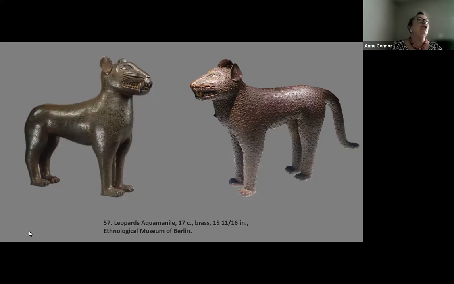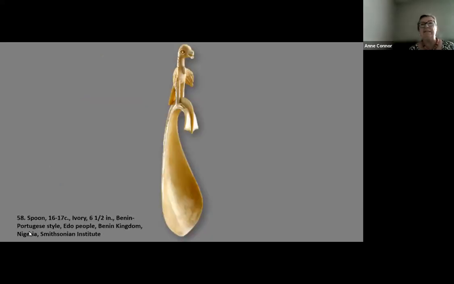And then they were also making things, the Portuguese asked them to make things for European use. And this is an example of an ivory spoon that was made in Benin for the Portuguese market.